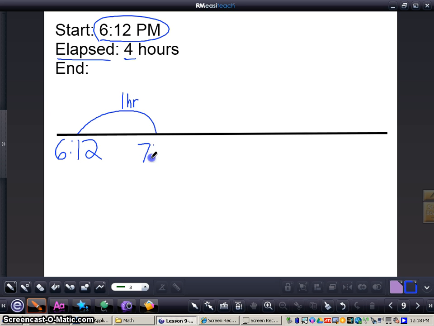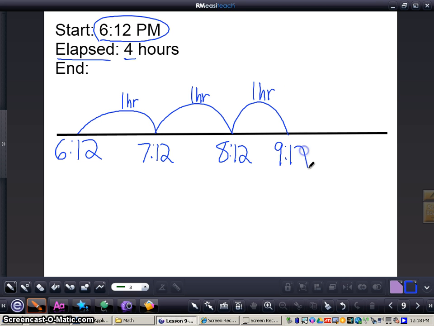So what I could do, I could just do an interval that's 1 hour. That brings me to 7:12. Another hour. That brings me to 8:12. Another hour. That brings me to 9:12. And then finally, my final hour, my 4th hour of elapsed time, brings me to 10:12. It's important to write PM or AM. This will still be PM.